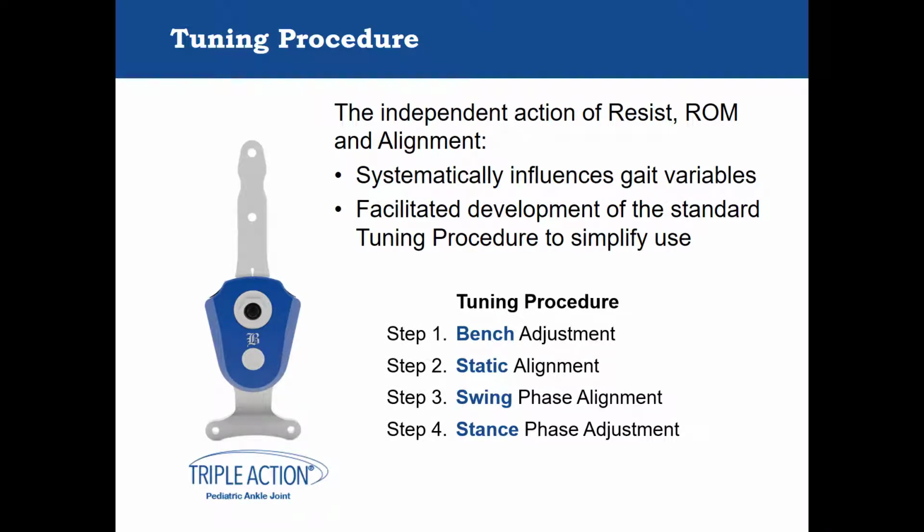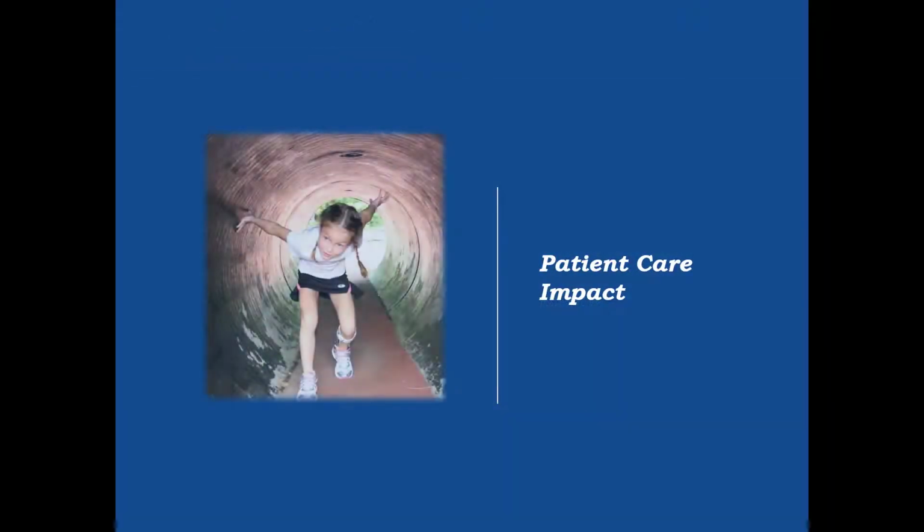Separating the influence of component settings also facilitated the development of the triple action tuning procedure. This procedure helps to simplify adjustments in the clinical setting. The triple action tuning procedure resembles prosthetic alignment and will be described in greater detail later in this presentation. AFOs can help kids walk better and more independently. They can also help to maintain range of motion or decrease pain following surgery. The triple action ankle joint was developed to maximize the clinical benefits of pediatric AFOs.